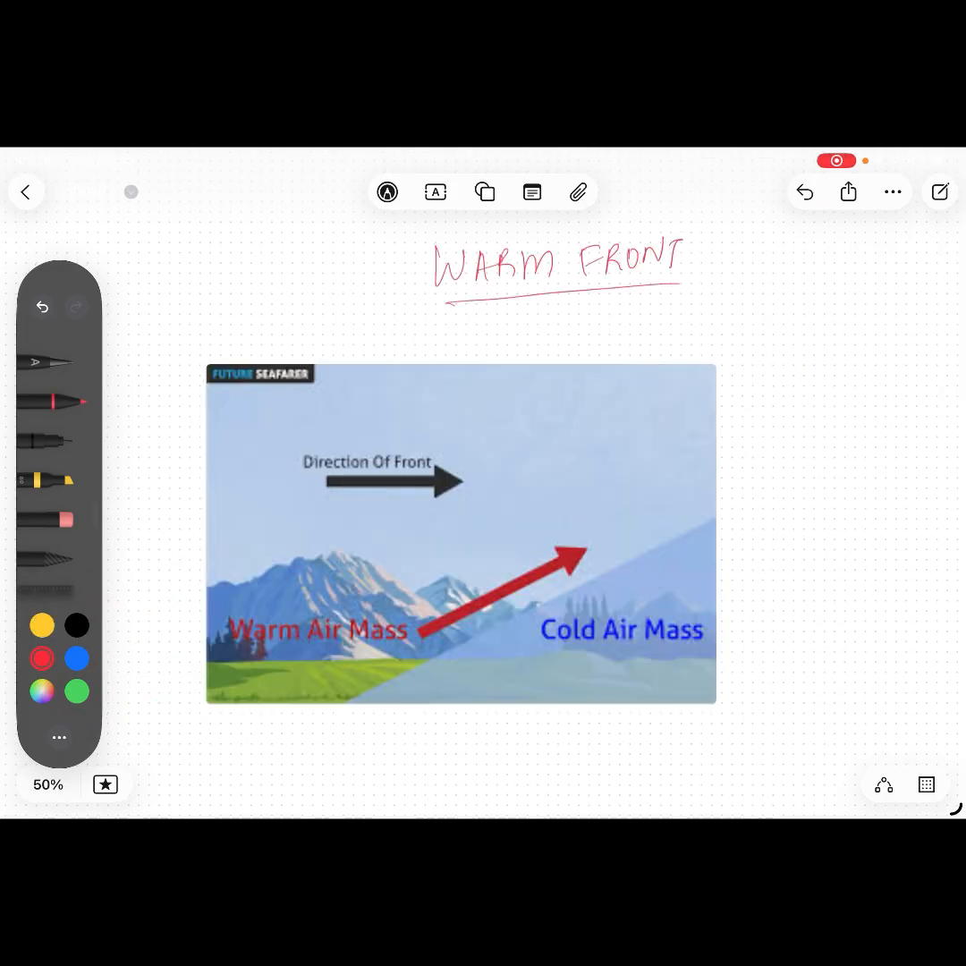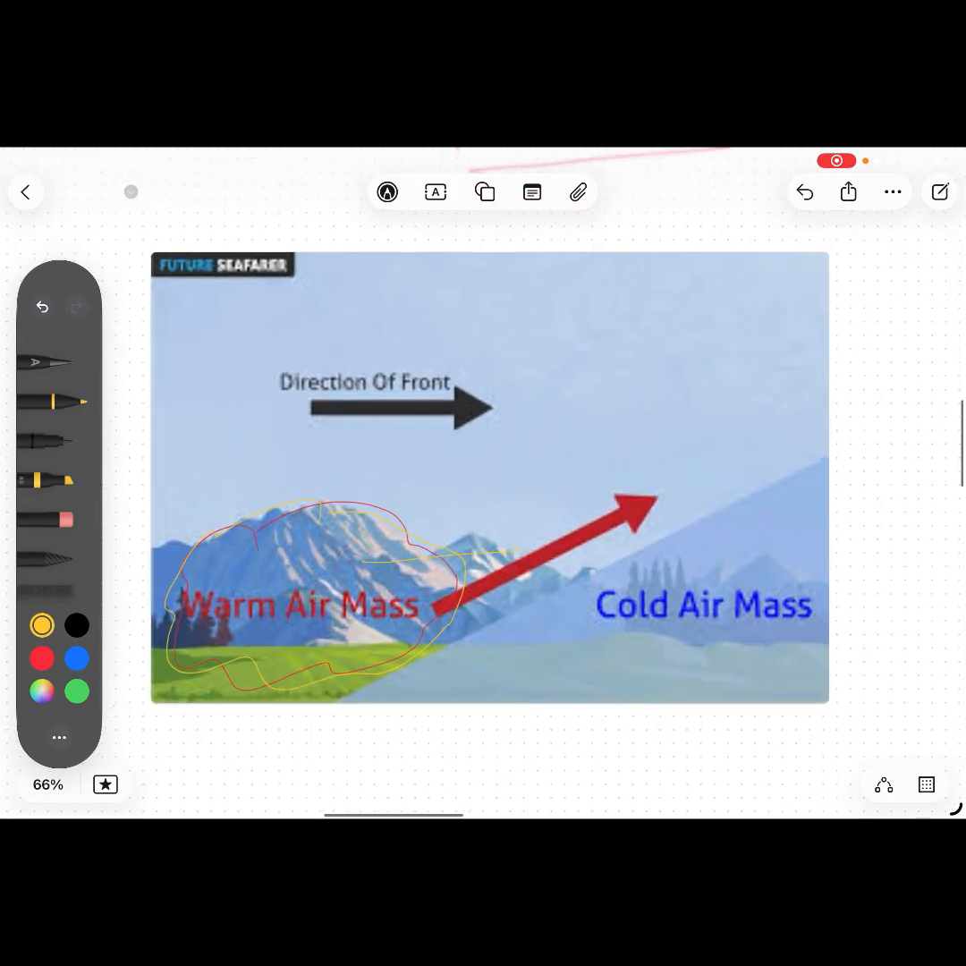So let's talk about the warm front first. In the warm front, the warmer air is overtaking the cold air. Over here we have the warm air coming towards the cold air. If this is my warm air mass, I'll make it yellow so it's more visible. It is approaching, coming in this direction and overriding the cold air. Why is it overriding? Because cold air is denser and warm air is lighter compared to the cold air. So it glides over the cold air like this. Obviously it can't move the cold air.